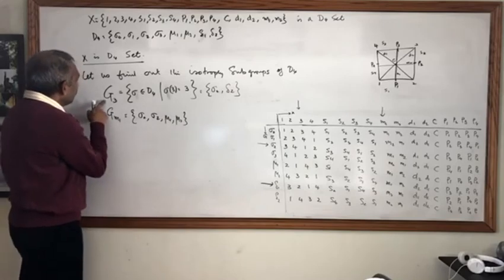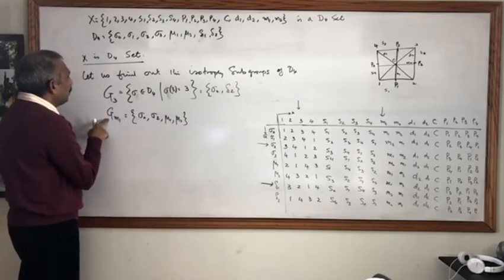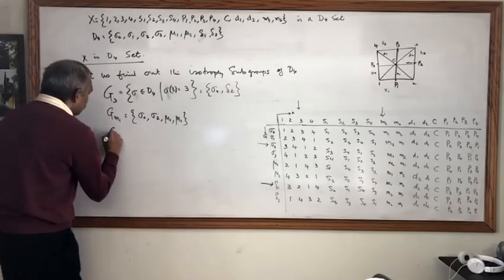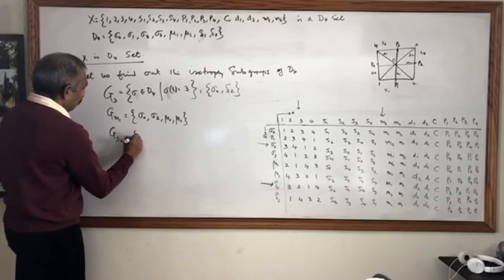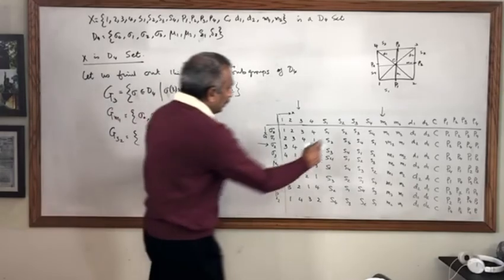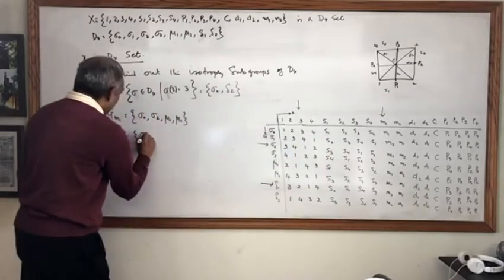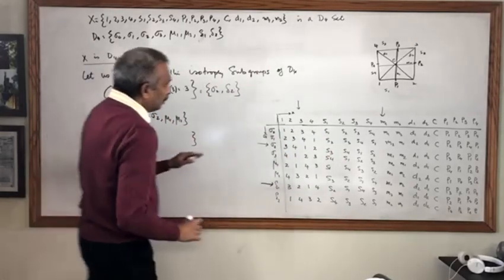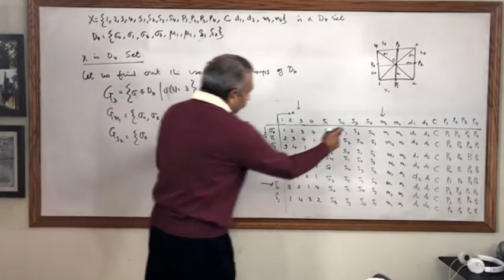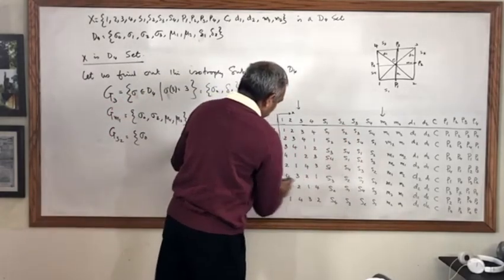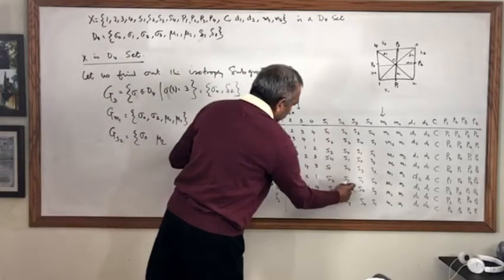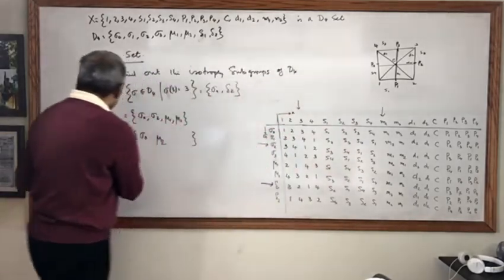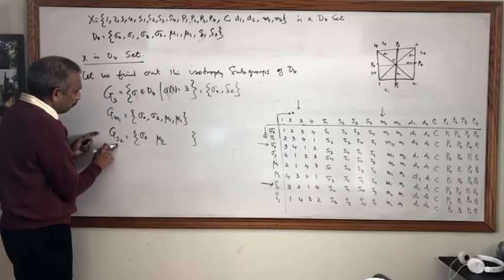So these are the isotropy. Let us take one more, GS2. So sigma 0, definitely the identity element will be there. S2, this is going to be mu 2. Those are the only elements, nothing else. So this is the isotropy subgroup of S2.